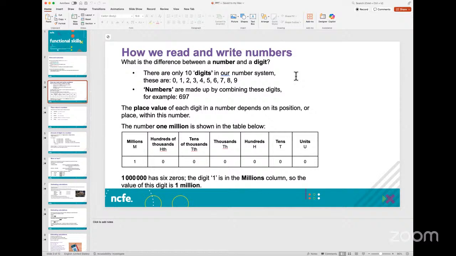If I say 10,000, then 10,000 is made up of 1 and 4 zeros as digits, 1 and 0 as digits. If I say 999, it is made up of 9 used 3 times as a digit. If I say 697, this is a number, it is made up of 3 digits, 6, 9, and 7.